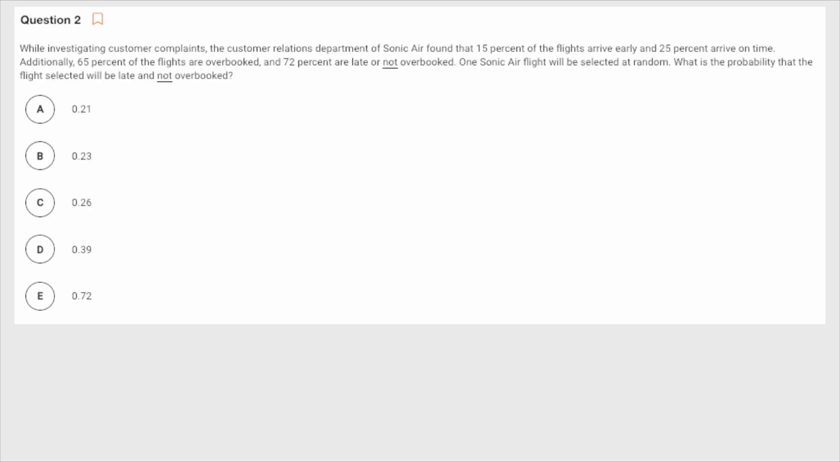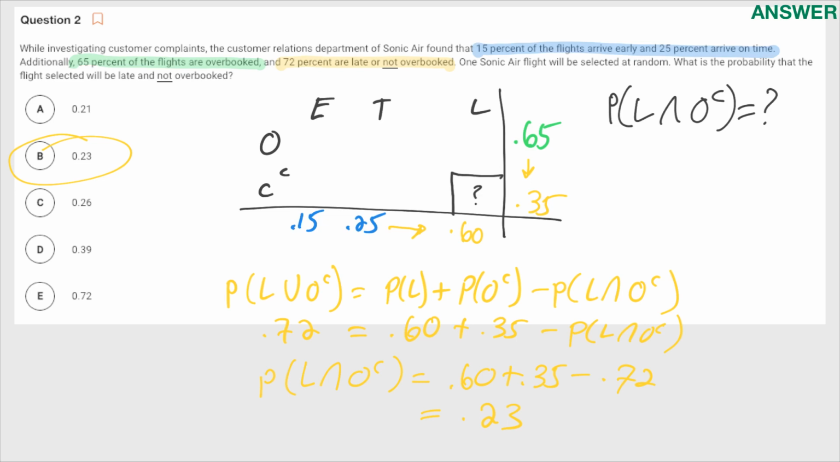Next one is a much more complicated probability question because there are lots of little events going on within 2 different factors. So the best way to survive this question is to organize all the information that you're given. Each flight is going to be categorized as either early, on time, or late, and you're told that 15% are early and 25% are on time.